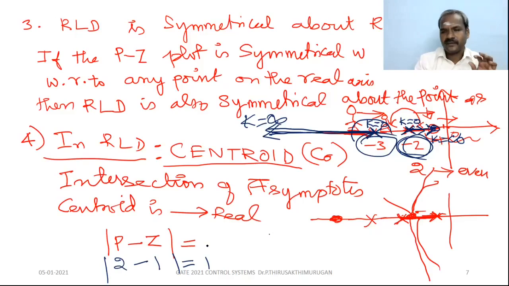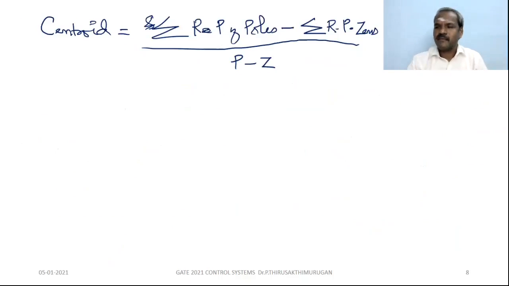So where is that guideline? It is towards the pole. The angle of the asymptotes is at the centroid point. Here there are no multiple poles, right? The centroid is the sum of the real parts of the poles minus the sum of the real parts of the zeros of G(s)H(s), divided by P minus Z. Then next is the angle of the asymptotes.